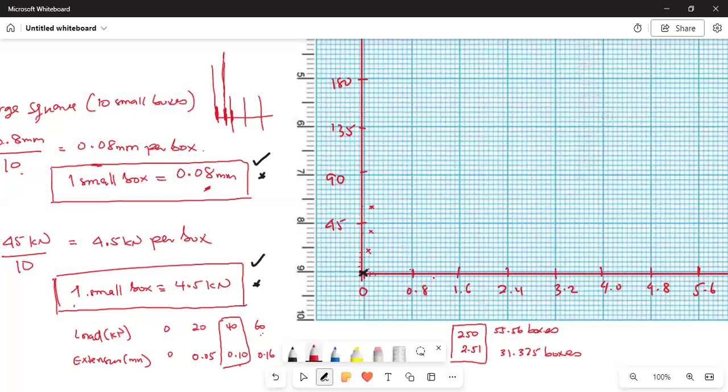From the origin, I know up to here is 10 box. This is 10. This is 10, making 30. Now 31. And then 0.32 is less than 0.5. So somewhere here, okay? Somewhere there. Let's look at the load, 55.56 boxes. We know this is 10, this is 10, this is 10, this is 10, making 40. So it means I have to move up a little bit.